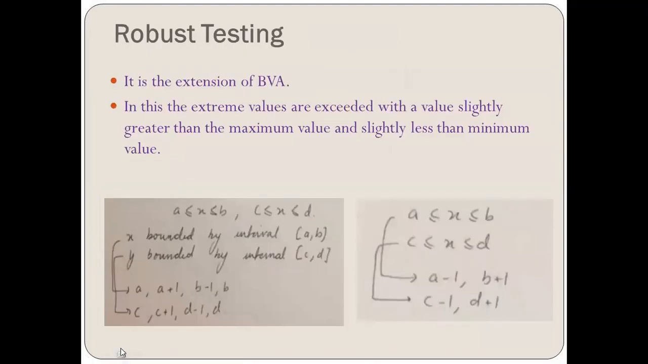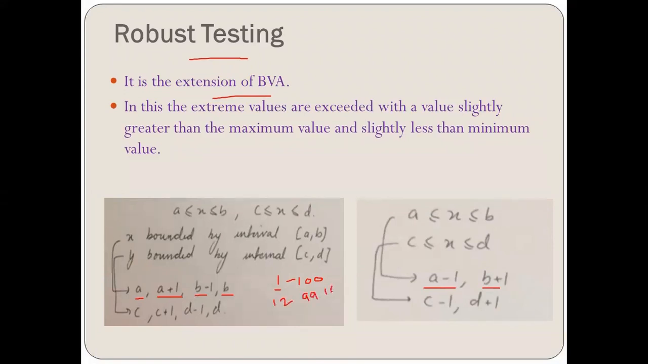Next is called robust testing. Robust testing is just an extension of boundary value analysis. What I am going to do here is check more boundary values. Earlier, I was checking A plus 1, B minus 1 and B. Here I am going to check also A minus 1 and B plus 1. For example, it was from 1 to 100, and I was checking the input conditions 1, 2, 99 and 100.